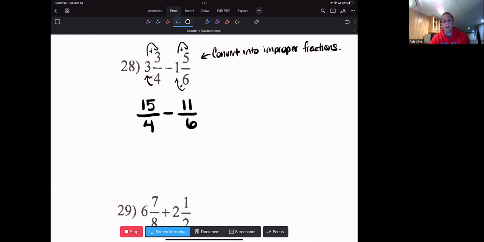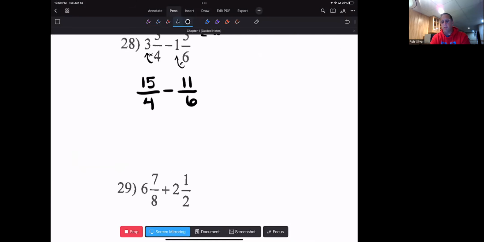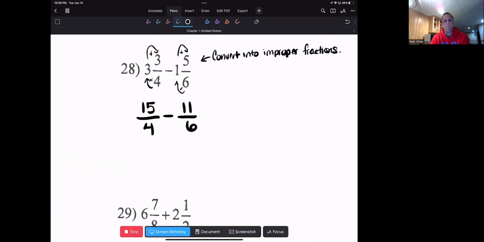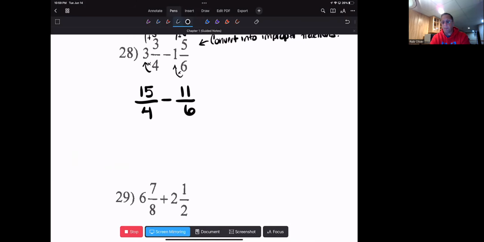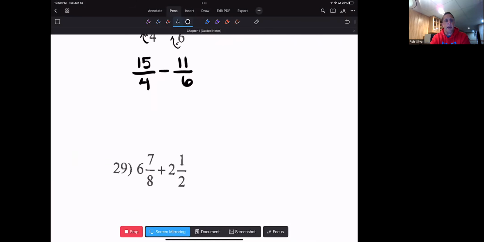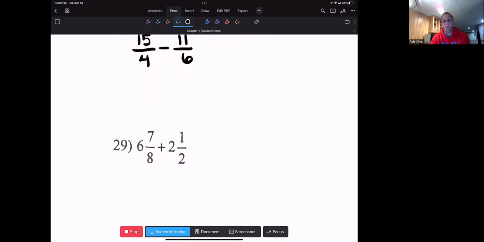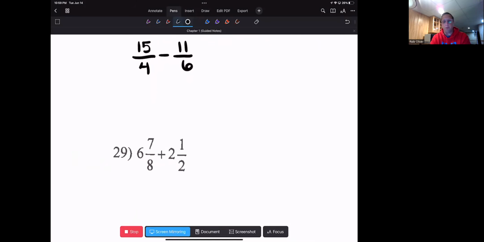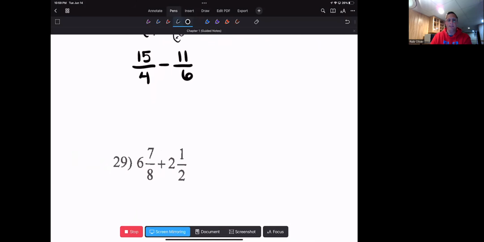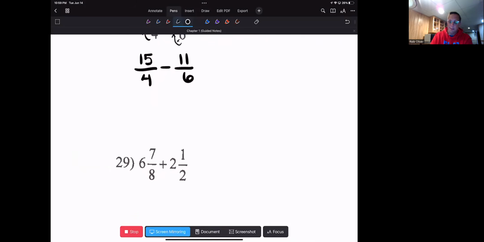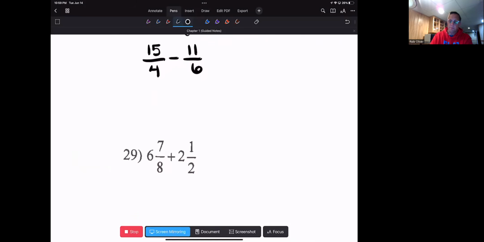Okay, so all we did first here was convert those fractions from mixed to improper. Now the next step is what we have been doing, which is changing them to fractions with the same denominator. So we're going to find the LCD. The LCD of 4 and 6 is 12. So yeah, 12 and 12 there.